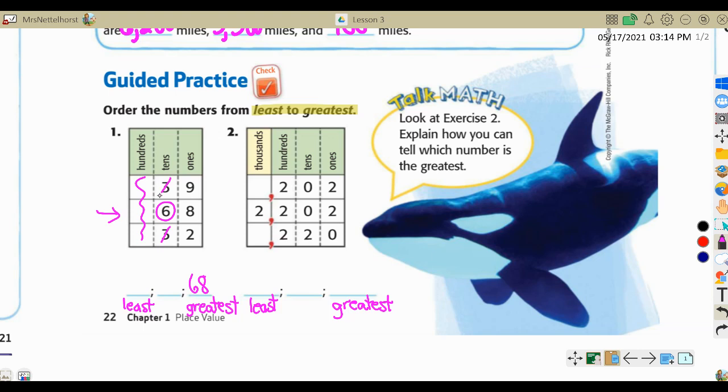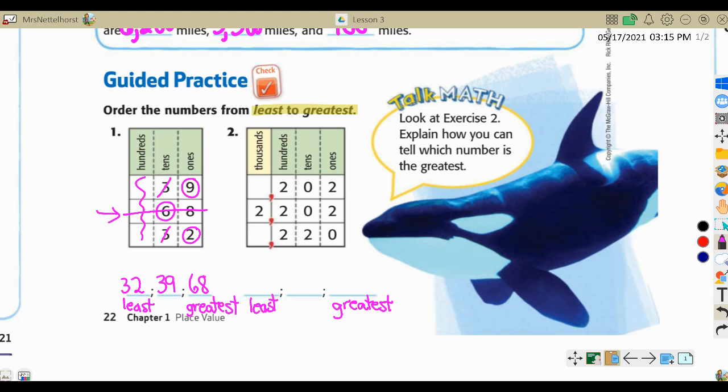Okay, the 3s are the same. You can feel free to cross them out if you want. Okay, I'm not going to pay attention to this number anymore because I already used it. So now I'm going to compare 9 and 2. 2 is the smaller number, so 32 is my least number, and my second least is 39. 32, 39, 68. And if I was counting, I would come to 32 first, I'd come to 39 next, and 68 last. Okay, go ahead and do number 2 the same way, and then unpause your video.